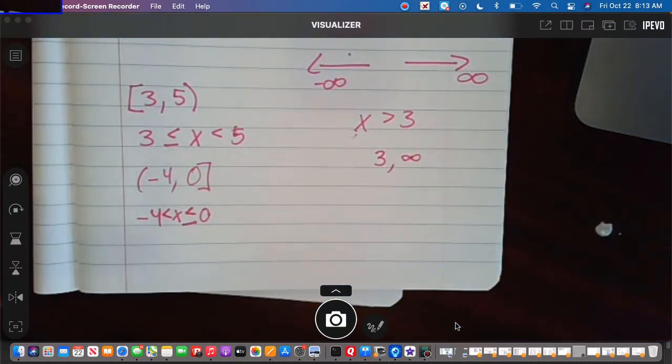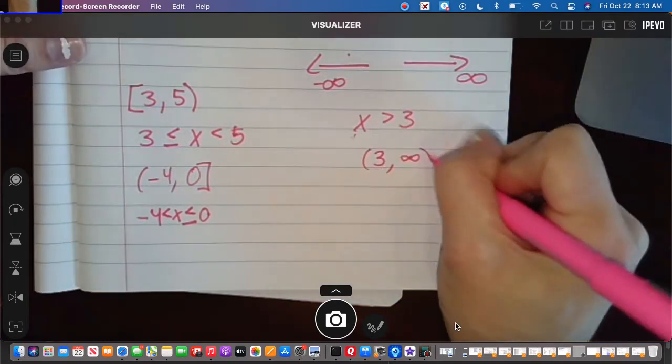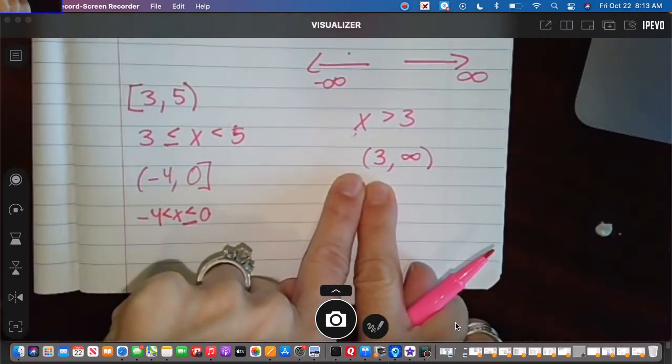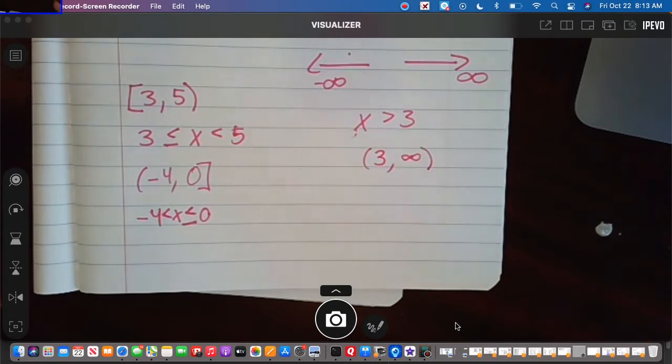Now we need to decide brackets or parentheses. It's both parentheses. It's not equal to the 3, and you can never equal infinity. That's not even a number. It just means it goes on. So you can never have a bracket on the infinity. Why is infinity there then? To tell you that it's going on forever in the positive direction.